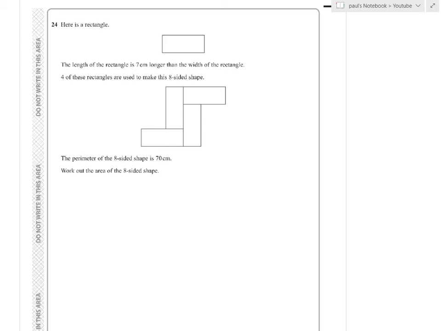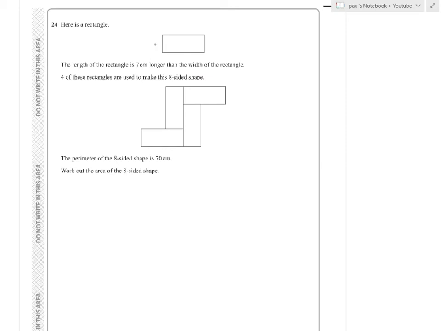Right. The length of the rectangle is 7 longer than the width. 4 of these rectangles are used to make the 8-sided shape. The perimeter of the 8-sided shape is 70. Work out the area of the 8-sided shape. Right, so 1, 2, 3, 4, 5, 6, 7, 8. That's the 8-sided shape.